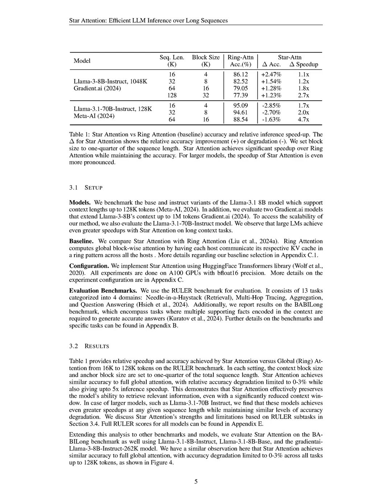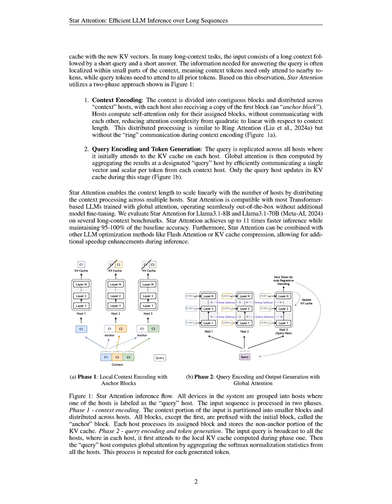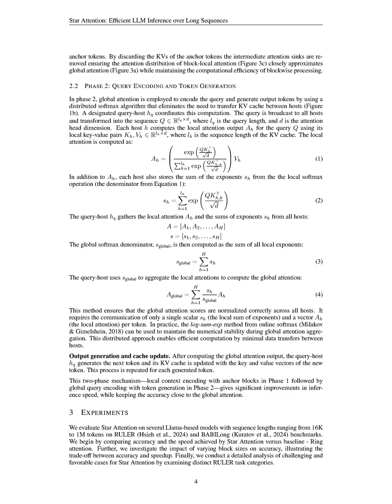The RULER benchmark consists of 13 tasks categorized into 4 domains: needle in a haystack, retrieval, multi-hop tracing, aggregation, and question answering, while the BABILong benchmark assesses tasks that require multiple supporting facts. Results indicate that star attention achieves up to 11 times faster inference while maintaining 95 to 100% of baseline accuracy, with accuracy degradation limited to 0 to 3% across tasks. Additionally, the experiments explore the impact of varying block sizes on accuracy, illustrating the trade-off between speed and precision, further validating the effectiveness of star attention in long context scenarios.